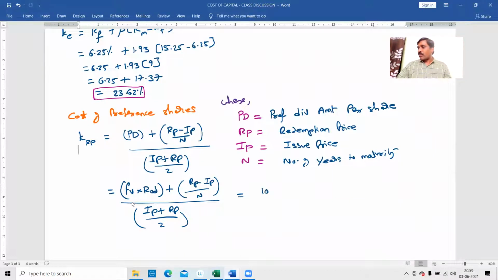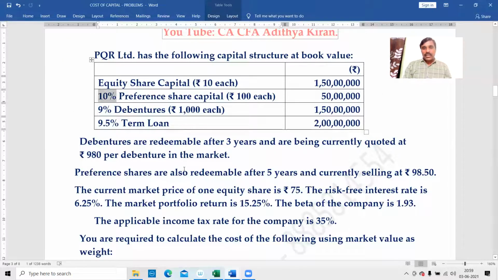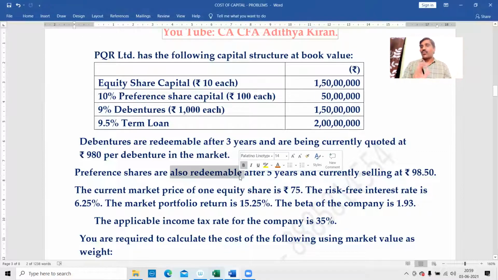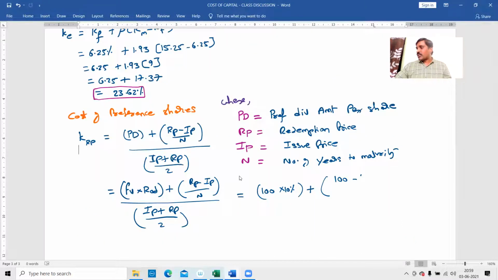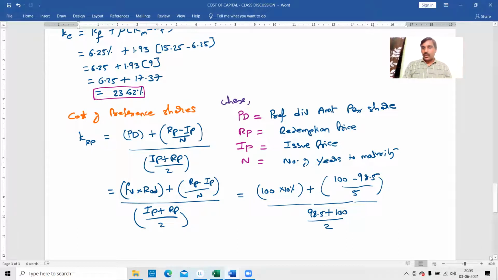What is the face value of the preference shares? 100 into rate of dividend 10%. Plus, what is the redemption price? 100 rupees. They said redeemable, but they have not given what price. Therefore, we are assuming that preference shares are redeemed at par. And the issue price is 98.5. How many years? 5 years. The denominator is (98.5 plus 100) divided by 2.